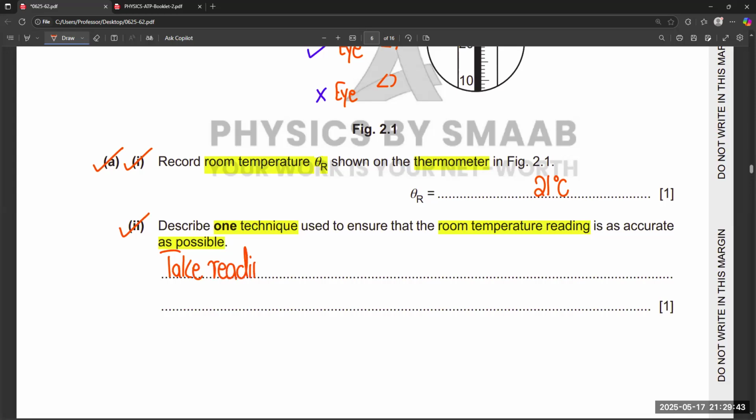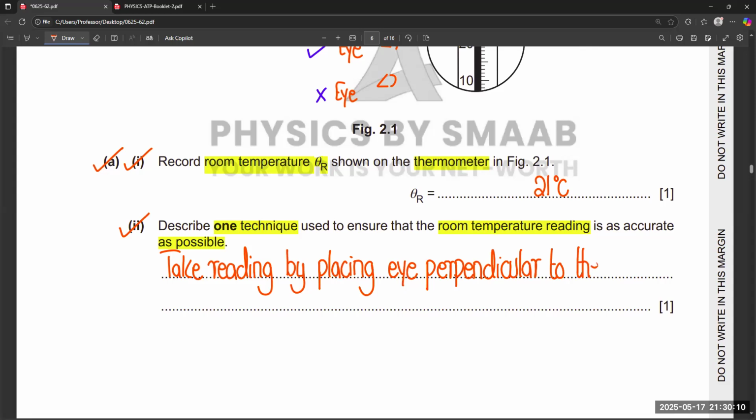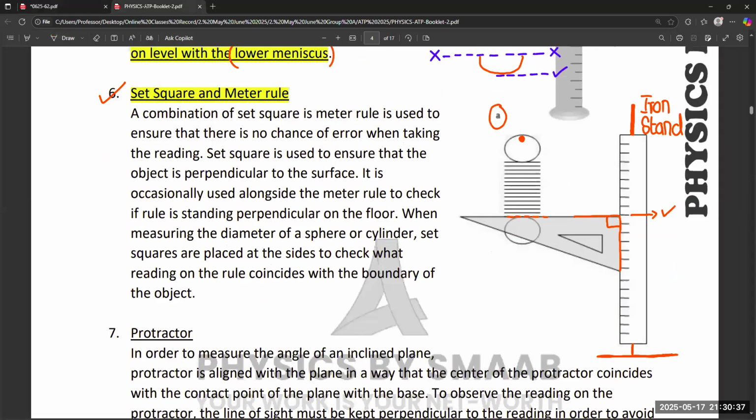So take the reading perpendicular to the thermometer to avoid parallax error. And this is also mentioned in the notes about the parallax error.